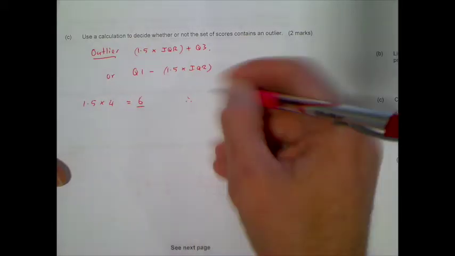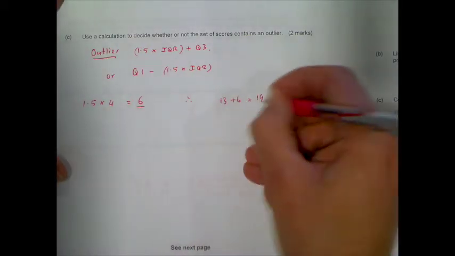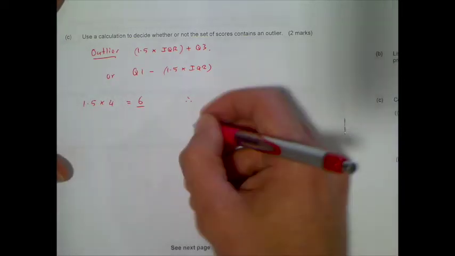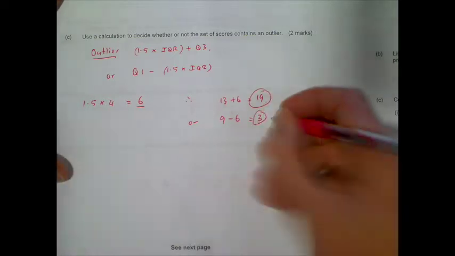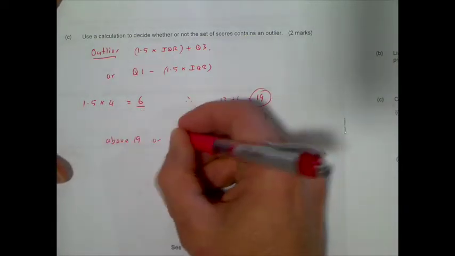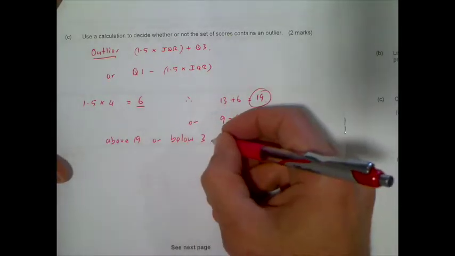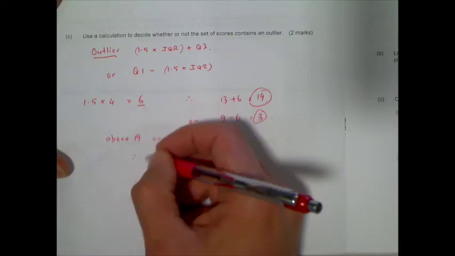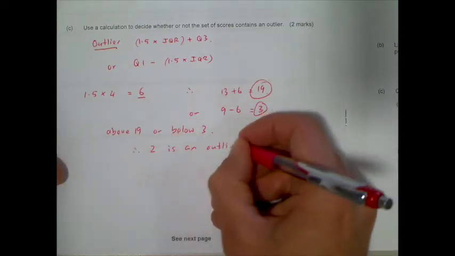So 1.5 times 4 gives us 6. So let's check. So we go 13 plus 6 equals 19. Anything above 19 will give us an outlier, or we'll go 9 subtract away 6. Anything below 3 will give us an outlier. So let's go back and check our scores, and we can see that one of our scores will be below 3, so 2 is considered an outlier.